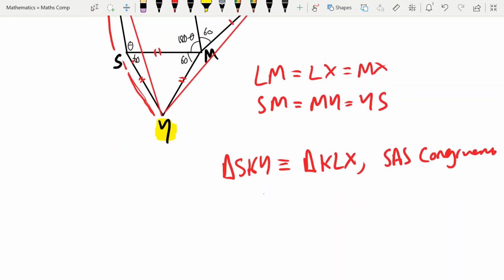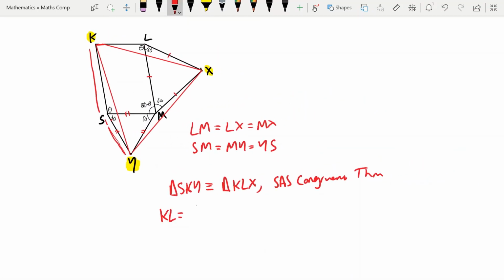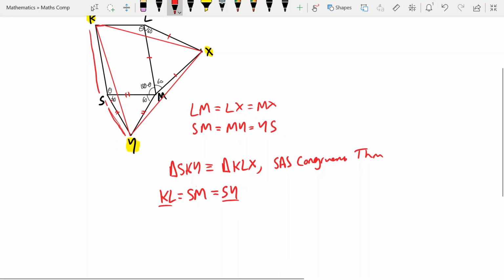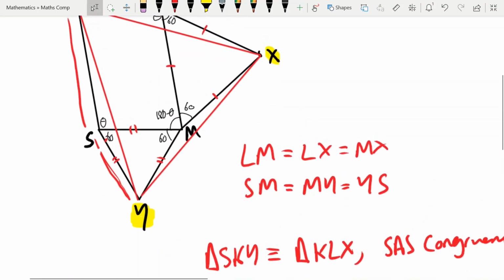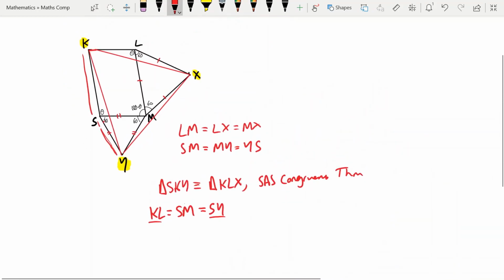So we can say KL is equal to SM, because opposite sides of the parallelogram are equal length, and because SMY is an equilateral triangle, this is equivalent to SY. So now we've got this relation that KL equals SY, and the angle between them is 60 plus theta. Both of them have an angle 60 plus theta. So we can say angle KLX is equivalent to angle YSK, and they're both equal to 60 plus theta.